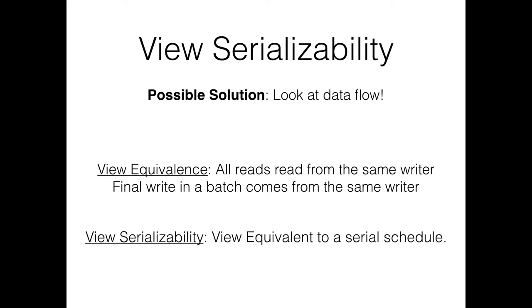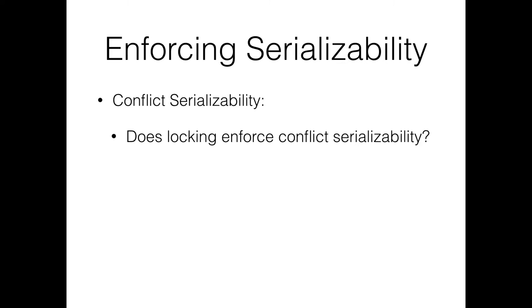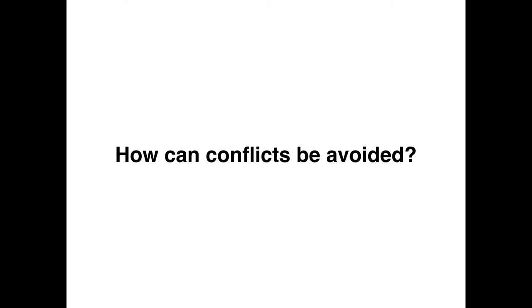On the other hand, in general, most implementations are going to be either conflict serializable or view serializable. If something is conflict serializable, it's guaranteed to be view serializable, since view serializability is strictly more permissive than conflict serializability. But that doesn't actually tell us anything about the implementation.